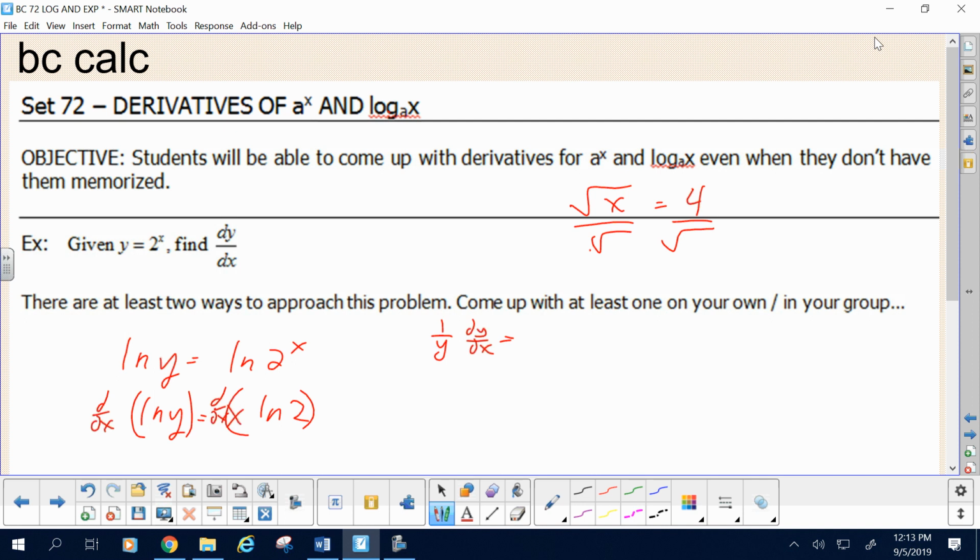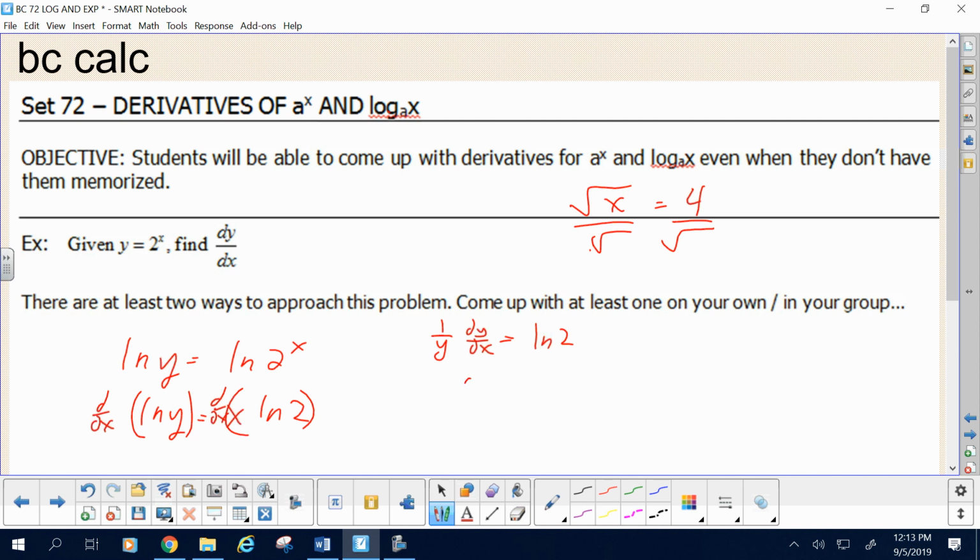Is that a product rule case? Why isn't it a product rule? Natural log of 2 is constant. What if I did use the product rule? Would it still be okay? Yeah, because the derivative of natural log of 2 would be 0, and that's all good, but that's a silly waste of time. So it is just natural log of 2, I think you'll agree.